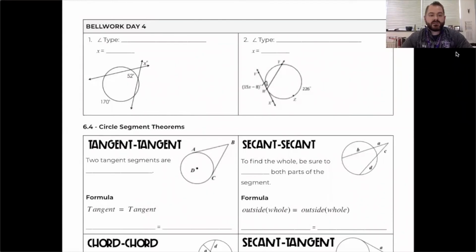All right, in our lesson video today for 6.4, we're going to be taking a look at segment relationships created with these different segments when we have circles. So this time we're not focusing on arcs and angles like we did in the last few lessons, but now we're focusing on segment relationships. And there's some formulas we're going to look at for this.